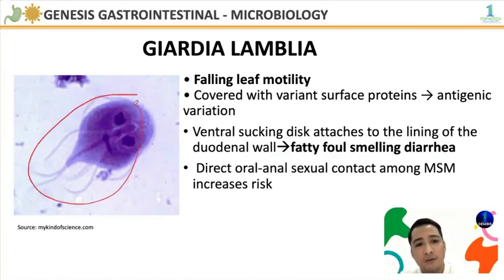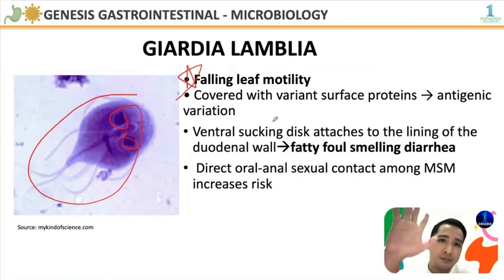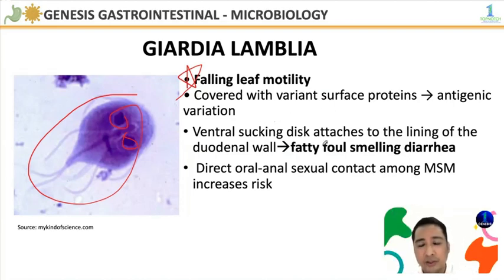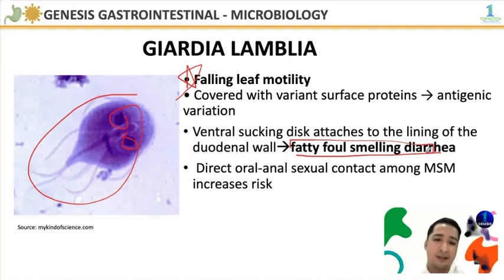The trophozoite has an old man's face. Old man's face. Motility, falling leaf motility. Okay. This Giardia lamblia is not invasive. What will happen is, they will block the enterocytes. Upon blocking the enterocytes, because you are blocking the villi, there is a possibility of malabsorption. And commonly, this patient will present with a very fatty, foul-smelling diarrhea. Sobrang baho ng diarrhea ng Giardia lamblia.